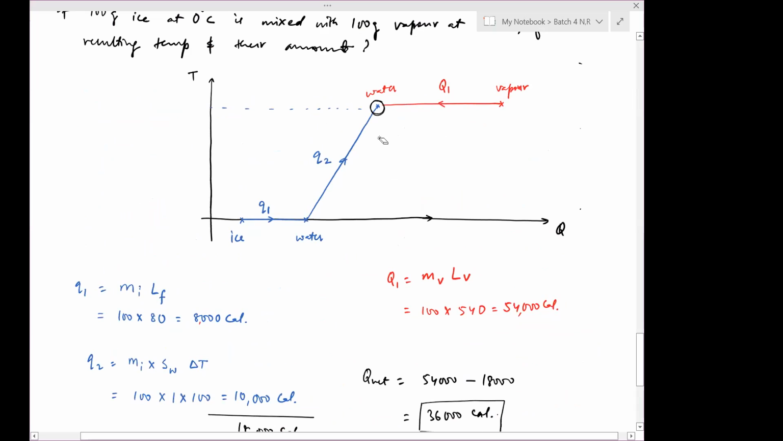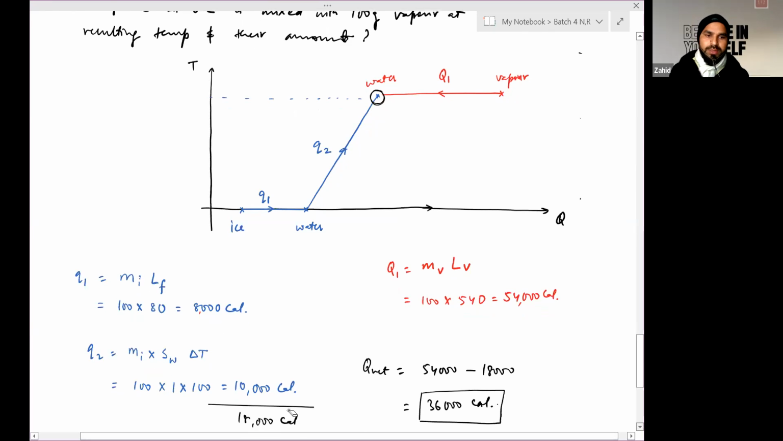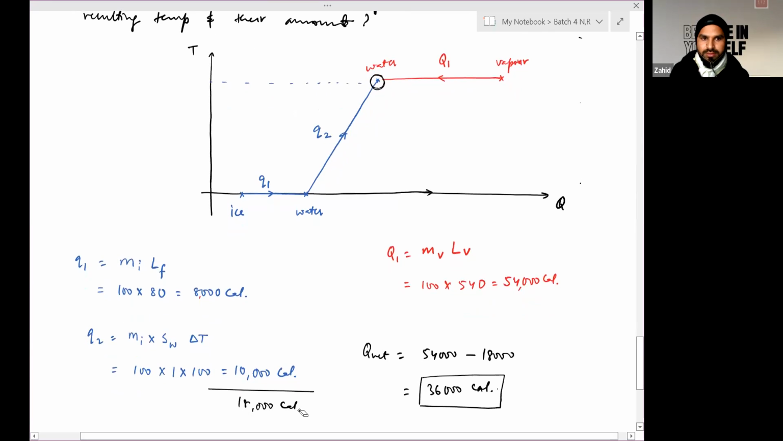In this, since we have vapor, first I have calculated this amount of heat energy, which may be evolved on going from vapor to water. So this will be about 54,000 calorie. On converting ice from this part to this point, it would require just only 8,000 calorie, which is very small as compared to this part. So it may get converted to water. So it will require this much amount of heat energy. So in total, it would just require 18,000 calorie heat from this vapor.